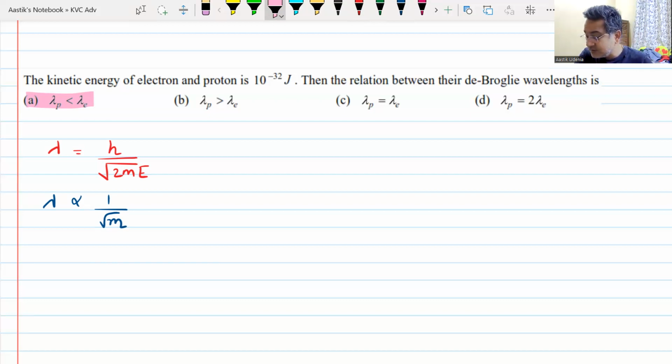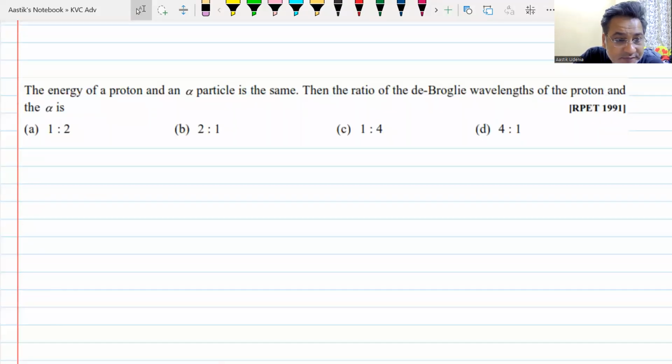These are the questions that are more likely to come, and you can find one of these in one of the sessions that you appear for. This is the next one. The energy of a proton and an alpha particle are the same. What would be the ratio of the wavelength of the proton and the alpha particle?